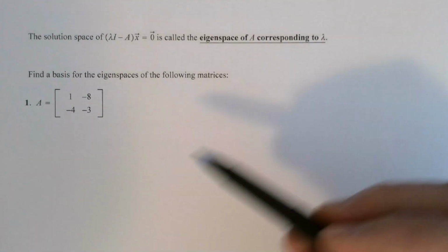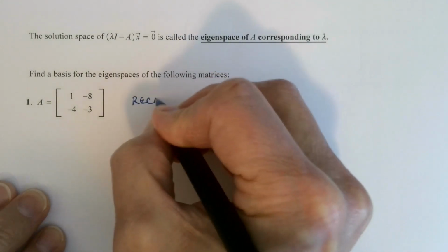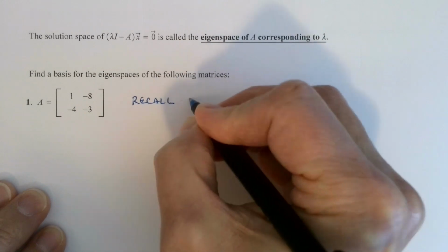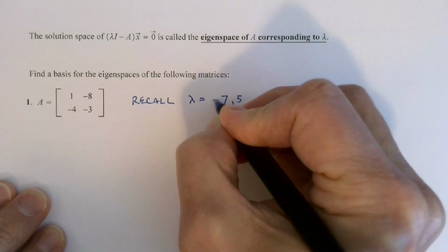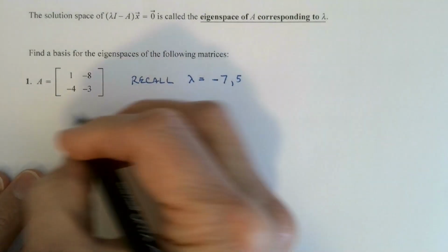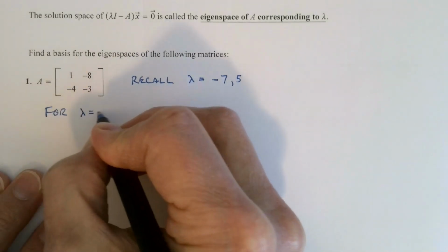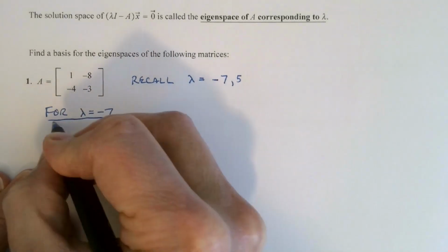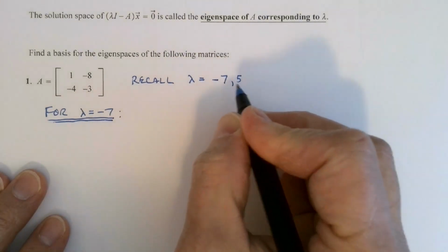So let's go back to this problem here. In the last video, if you recall, we found the eigenvalues. The eigenvalues for this matrix were -7 and 5. You can look at the last video for that. All right. So let's find the basis for the eigenspace corresponding. Let's start with lambda equal -7. So there's an eigenspace, a vector space, for each of these two eigenvalues.